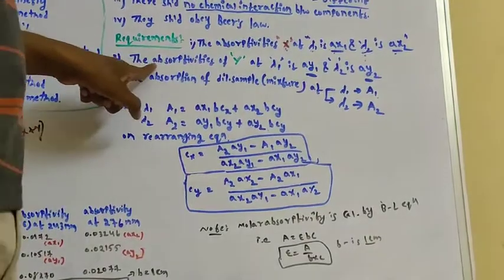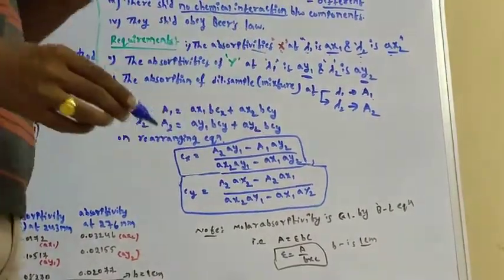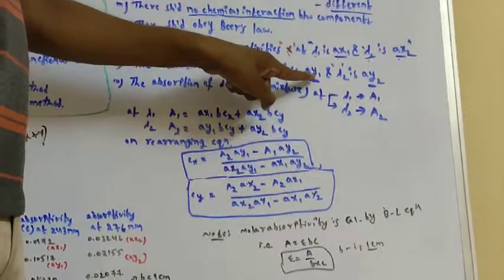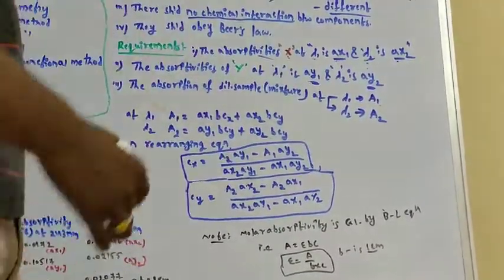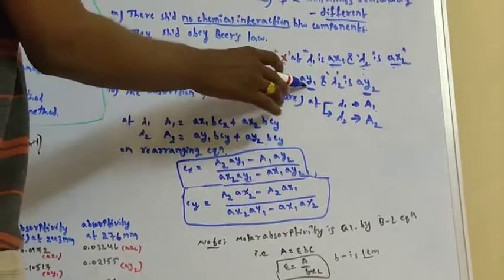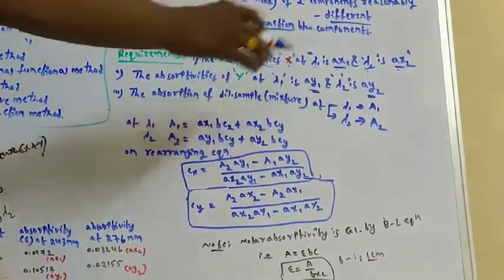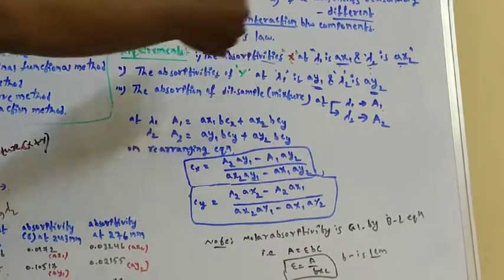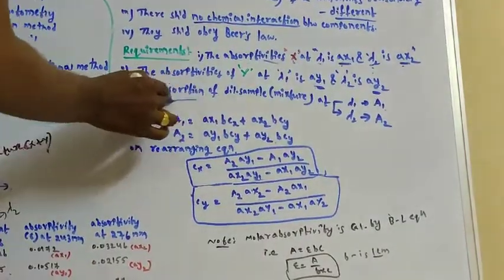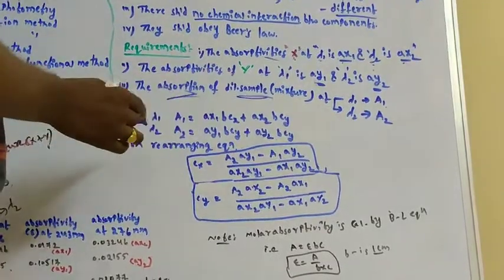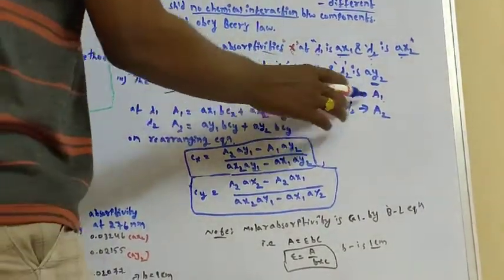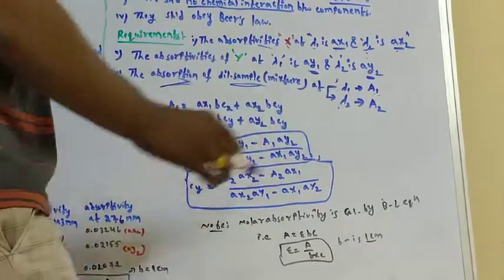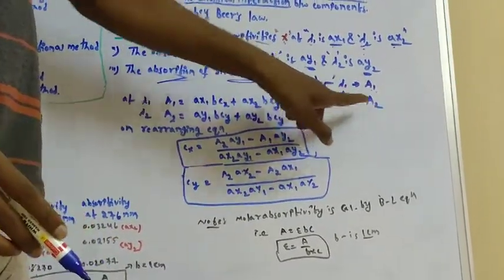You need to understand absorptivity, not the absorption. The absorptivities of Y at lambda 1, the first wavelength, is ay1 and at the second wavelength is ay2. Similarly, at the first wavelength it is considered as ay1 and at the second wavelength as ay2. These are the absorptivities of X and Y at both the wavelengths: ax1, ax2, ay1, ay2. Then the absorbance of the diluted sample, that is a mixture, at lambda 1 is known as A1 and at lambda 2 is known as A2. A1 and A2 are absorbances at the first and second wavelengths.